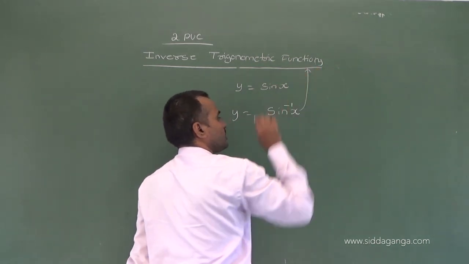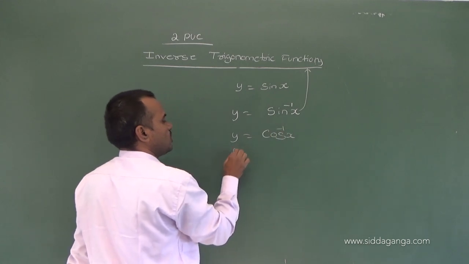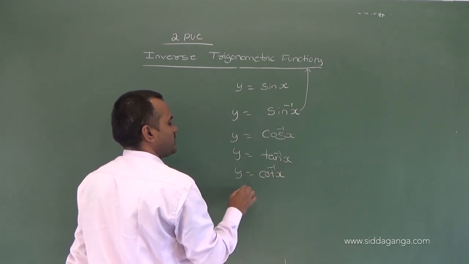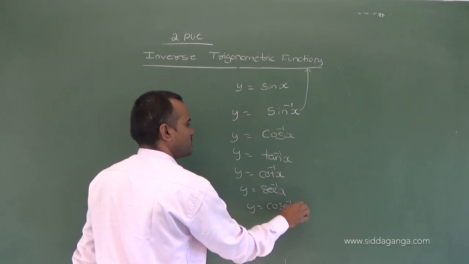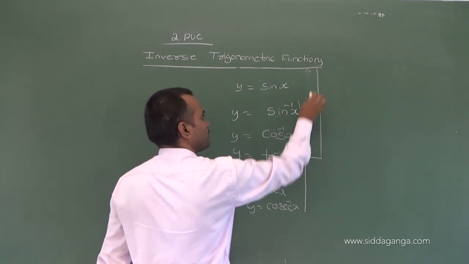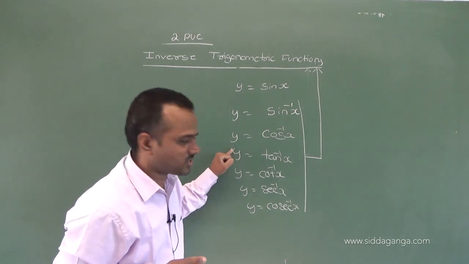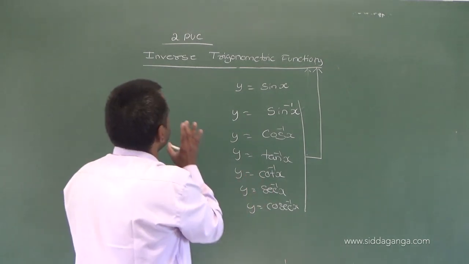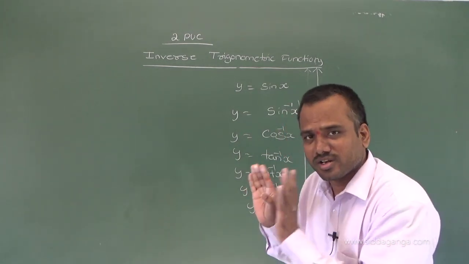This we call it as what? Inverse trigonometric function. So y is equal to cos inverse x, y is equal to tan inverse x, y is equal to cot inverse x, y is equal to secant inverse x, and the last one, y is equal to cosecant inverse x. So all these functions are called what? Inverse trigonometric functions. Sin inverse x, cos inverse x, tan inverse x, cot inverse x, secant inverse x, and cosecant inverse x. These are all not in first PUC, okay, you remember, very important, and these are all in second PUC, better learn now only, no problem.